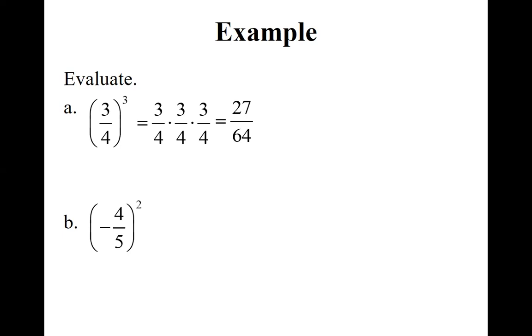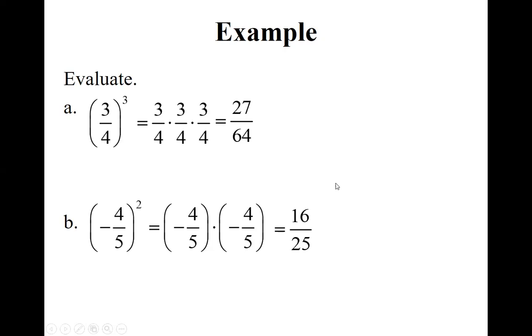So just like we wrote a cubed, for instance, as a times a times a, 3/4 cubed is 3/4 times 3/4 times 3/4. -4/5 squared, with the negative inside of parentheses being affected by the square, would be -4/5 times -4/5. Negative times negative is positive. 4 times 4 is 16. 5 times 5 is 25. Positive 16 over 25.